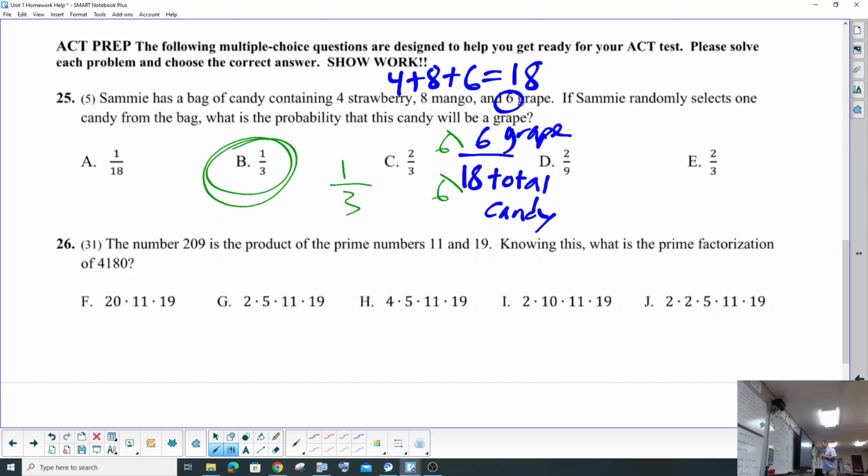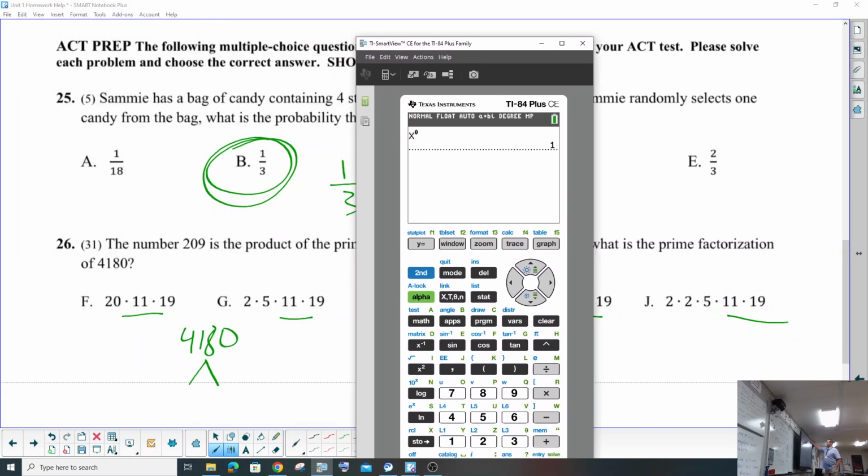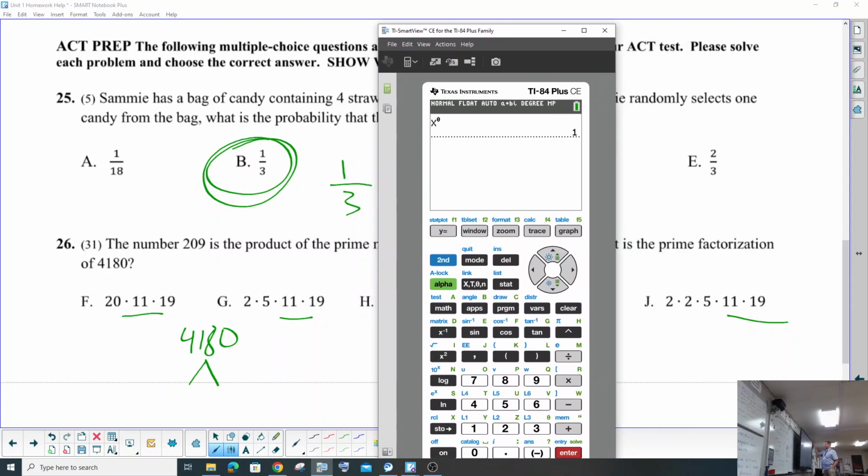209 is the product of the prime numbers 11 and 19. Knowing this, what is the prime factorization of 4,180? That's crazy, right? Not too bad. We're definitely going to have an 11 and a 19 in it. So what you're going to do is take 4180, use your calculator, and divide out the 19 and divide out the 11 and see what's left.